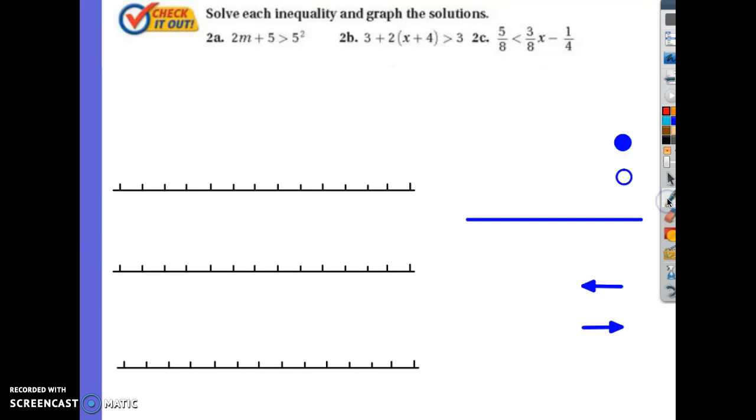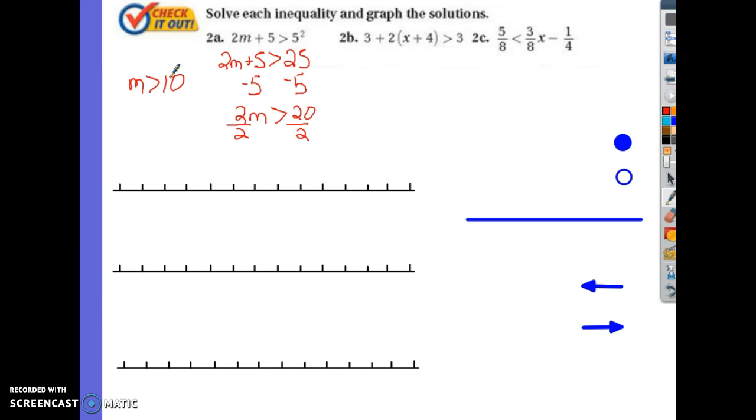Okay, on to the second set of examples. In this one, I would simplify first. So I would do 2m plus 5 is greater than 5 squared, which is 25. Now it's a two-step inequality. When I subtract, I don't need to switch the sign, so minus 5. 2m is greater than 20. Divide by 2, divide by 2. m is greater than 10. No switching of any signs here because we're not dividing or multiplying by a negative number.